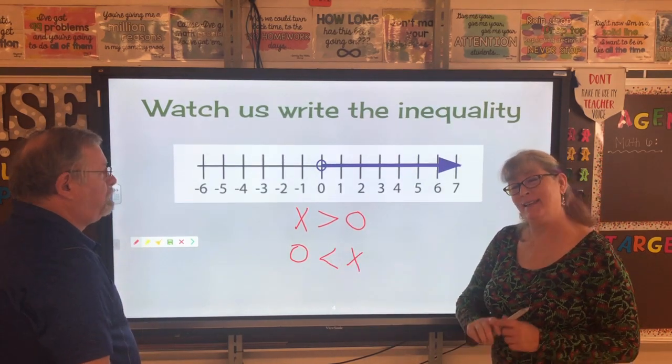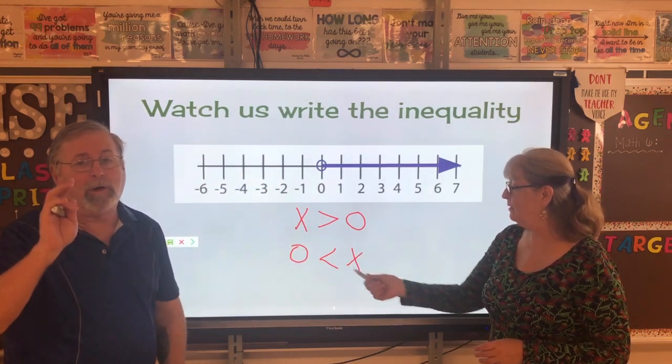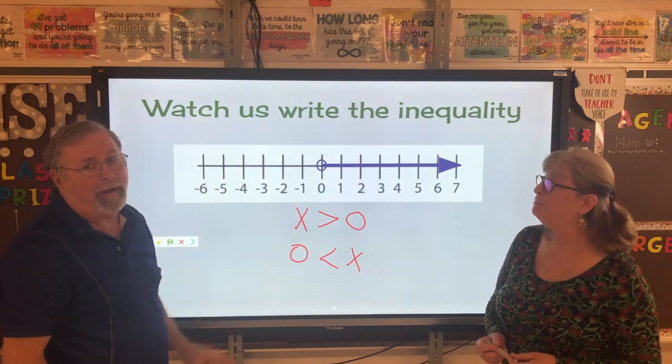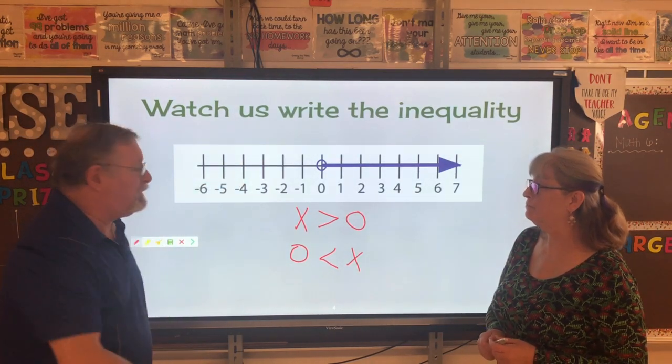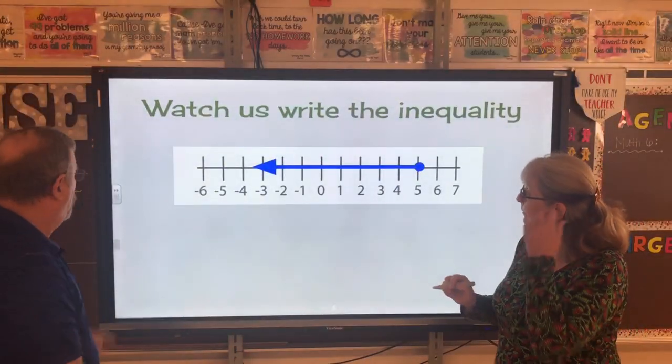This is one of the ways they like to trick you on a test. They'll give you a graph like this and ask, what are the two inequalities represented by the graph? So you have to be able to write it two different ways. All right, let's clear that.